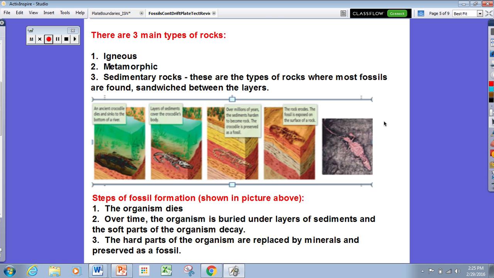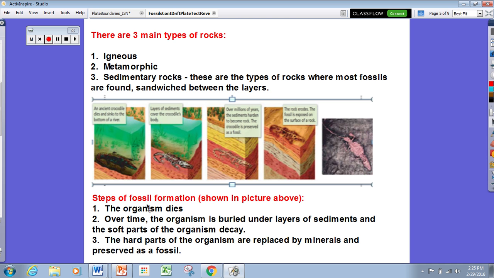There are three main types of rocks: igneous, metamorphic, and sedimentary. We don't really need to go into detail about what these types of rocks are. You'll learn more about that in 8th grade. But we talk about it because sedimentary rocks are the types of rocks where most fossils are found, because they're sandwiched in between the layers of rocks.